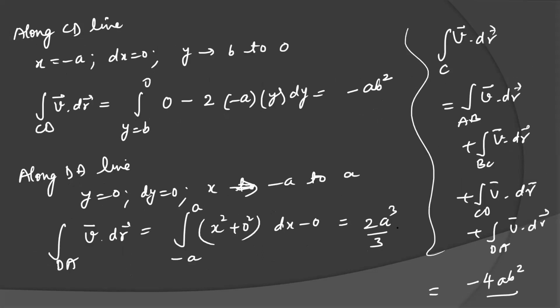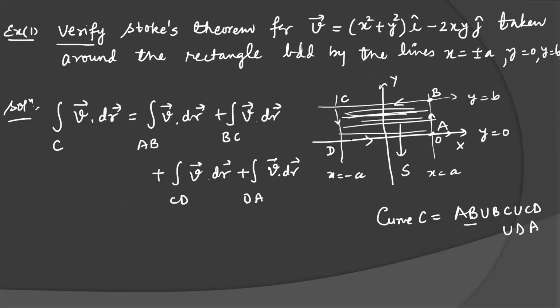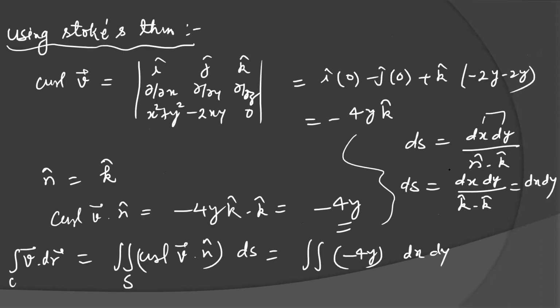And you can see the region is actually parallel to the axis. If the region is parallel to the axis, then the limits of x and y will be constant. So the limit of x will be from minus a to plus a, and y limit will be from 0 to b. Now if you simplify it, you will get the same answer, minus 4ab square. So using Stokes theorem, the problem is quite easy in comparison to the line integral.